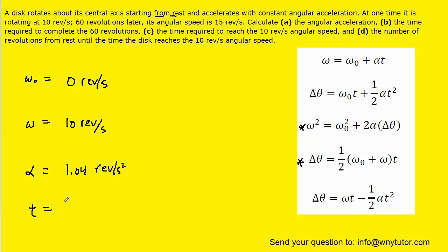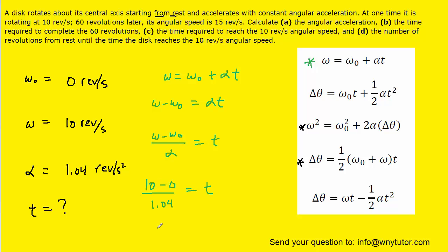So once again, pause the video and see if you can find the correct equation to use to find t. And in this case, it turns out to be the first equation, so we'll write it down and solve for t. We'll subtract both sides by omega naught, and then divide both sides by alpha. We'll plug in the known values, and we can see that we get approximately 9.6 seconds for the time. So this is the correct answer to part C.